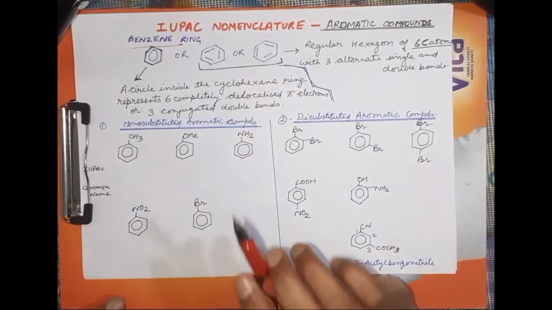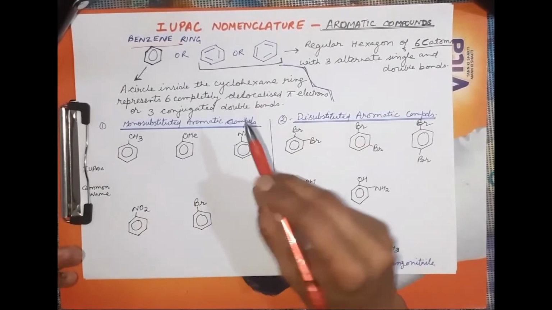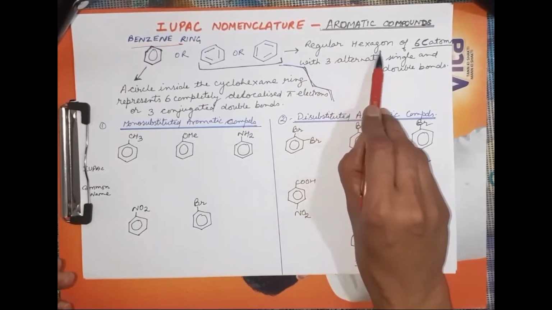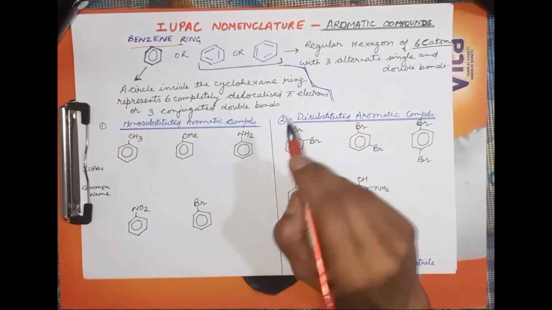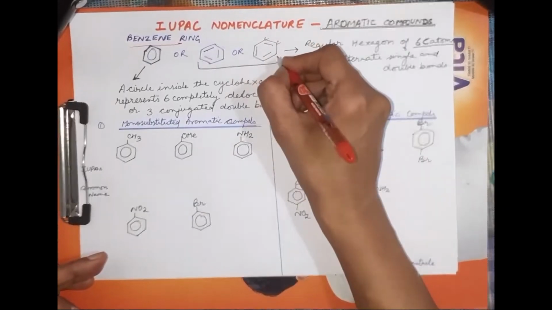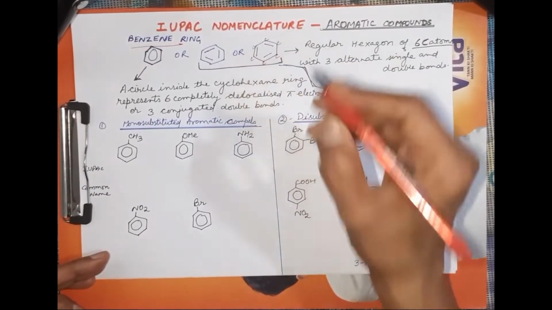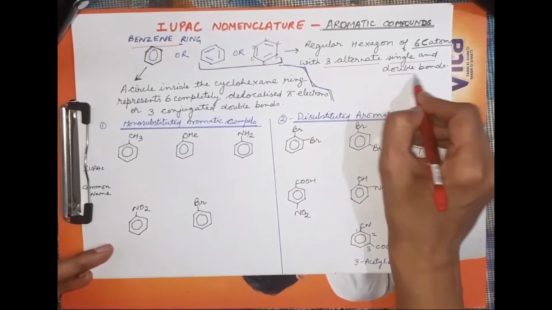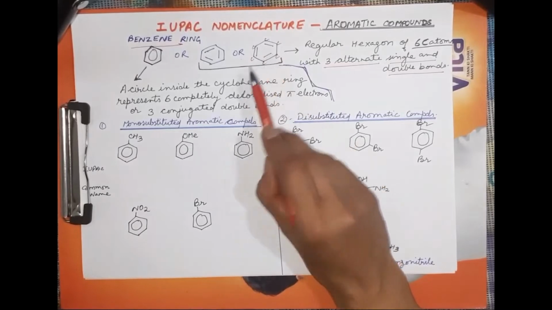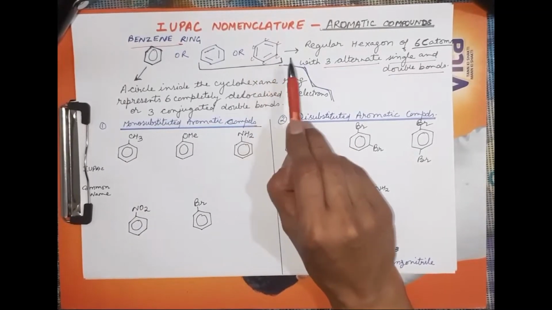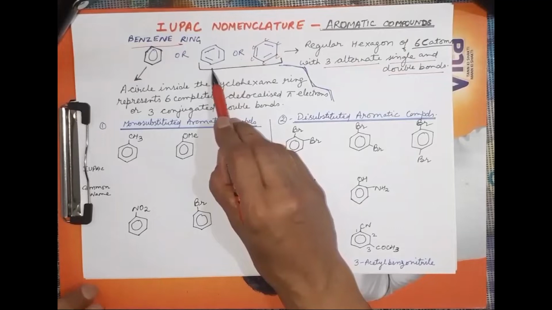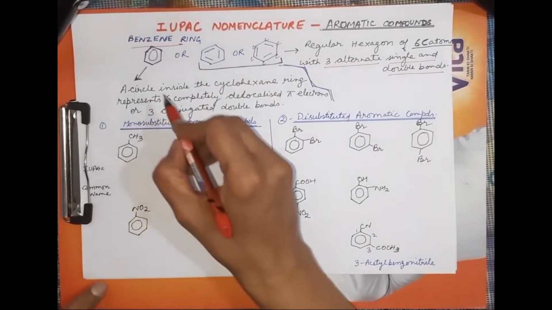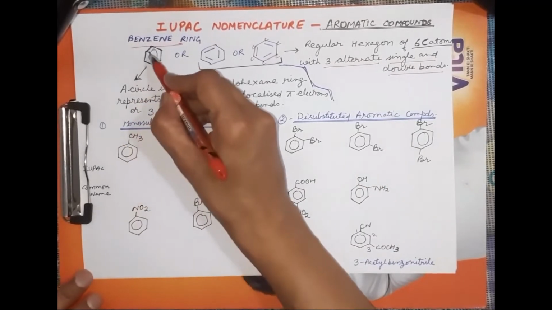Both are the same. So how can we explain it? Basically the benzene ring is a regular hexagon of 6 carbon atoms. Here these are the carbon atoms. It has 6 carbon atoms with 3 alternate single and double bonds. So we can write it in both ways, like this or like this. Both are the same. And another way of writing the benzene ring is this.